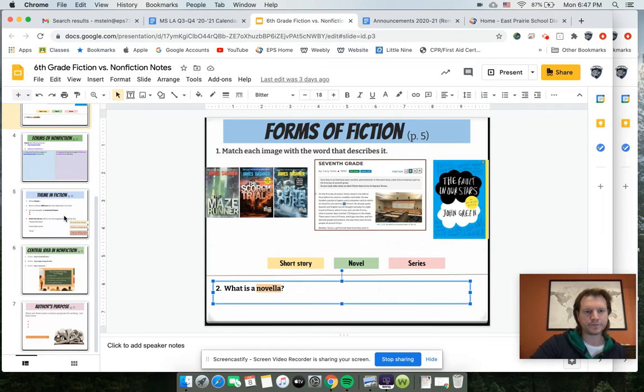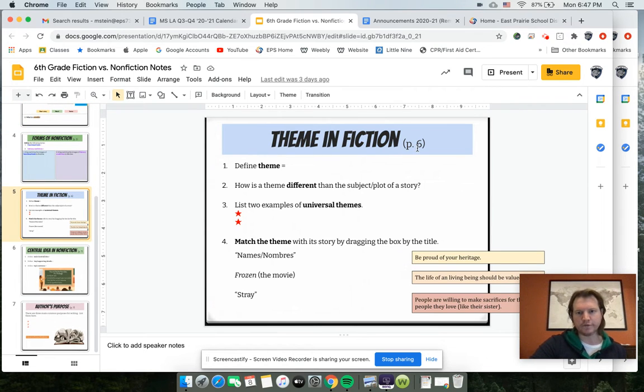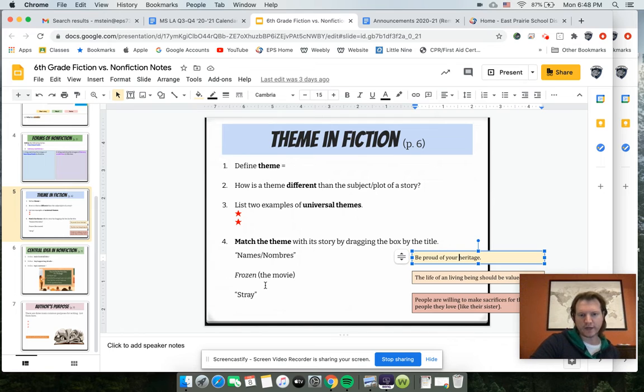Use the textbook. Continuing on, theme in fiction, page 6. All right, so turning to the textbook again, you've got a bunch of questions here that you need to answer. And then for number 4, same thing you did for the last slide. You're actually going to take these and drag them to the different story that they belong to. Now, you read Names Nombres and you read Stray earlier this year, so you should hopefully remember the themes. And then Frozen, maybe not everybody's seen it, but if you can do the other two, you'll be able to figure out Frozen. So again, make sure you're dragging those next to which one they belong to.